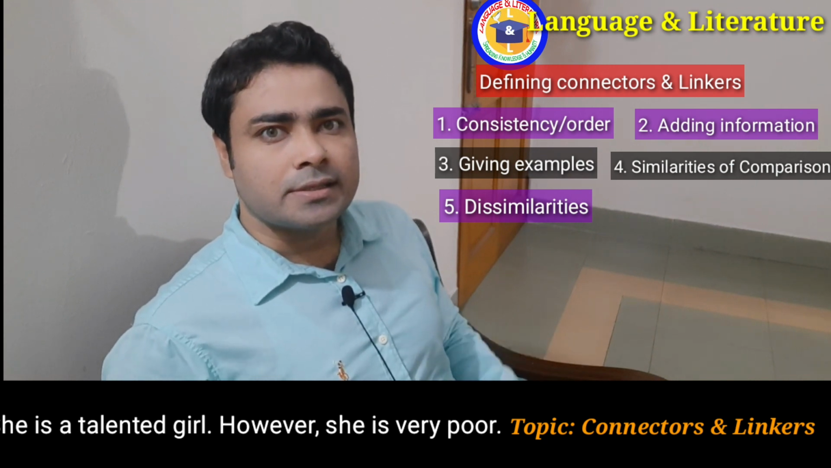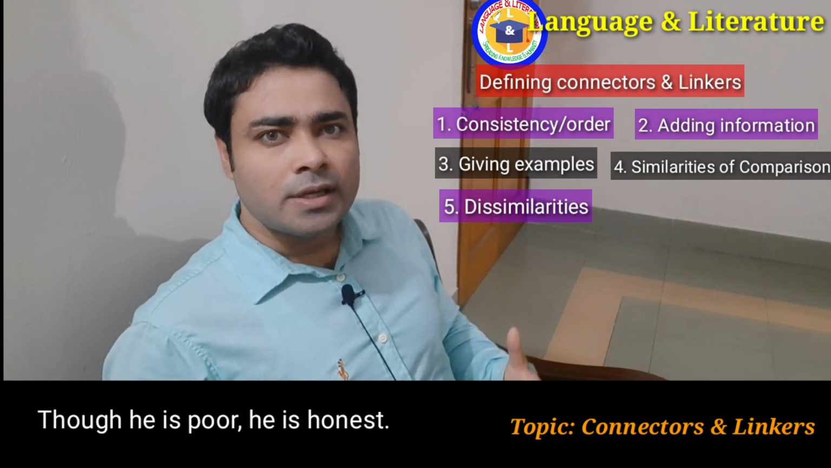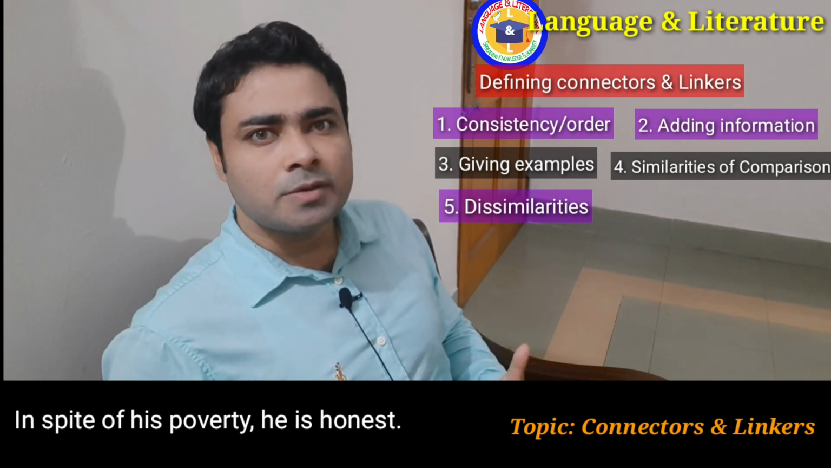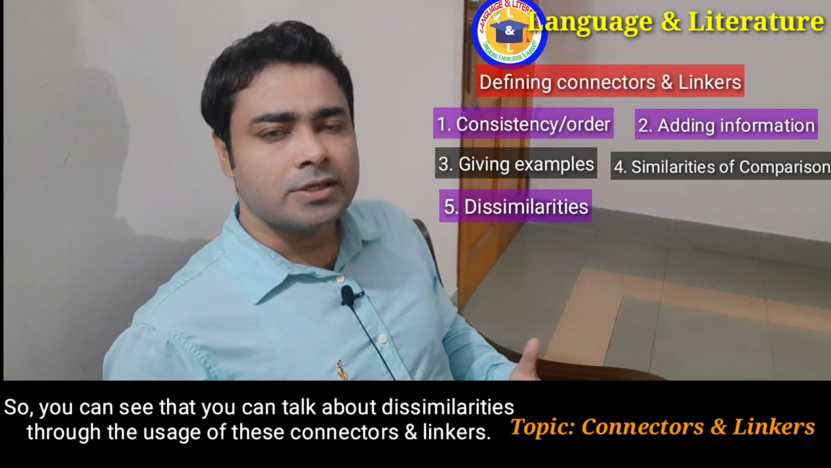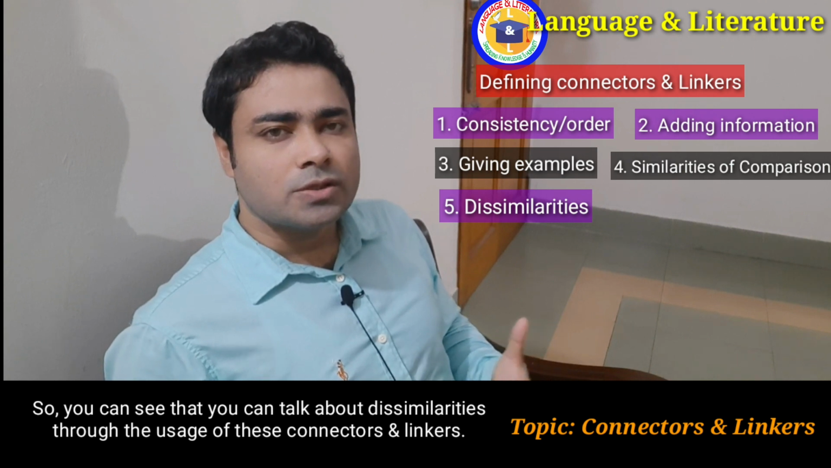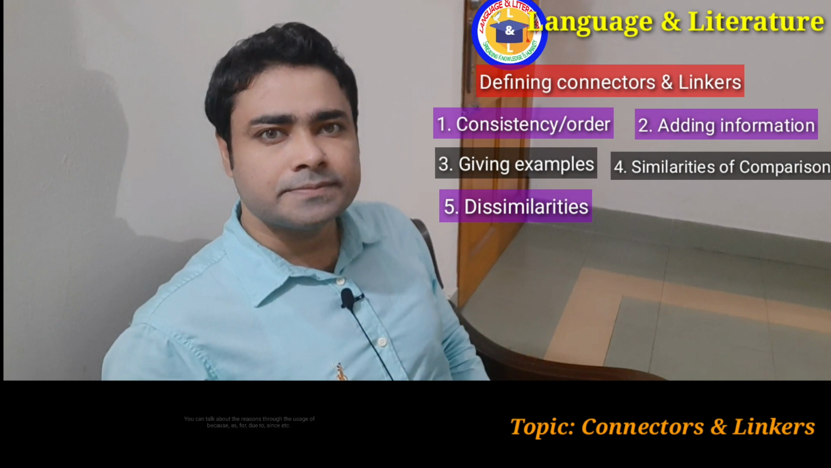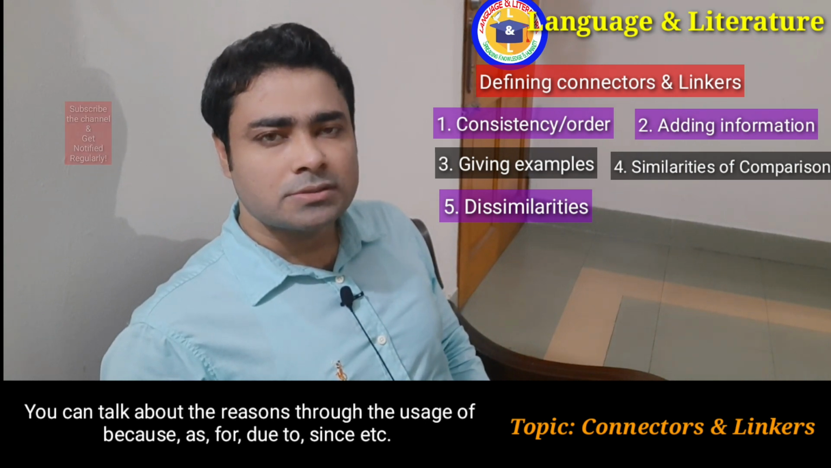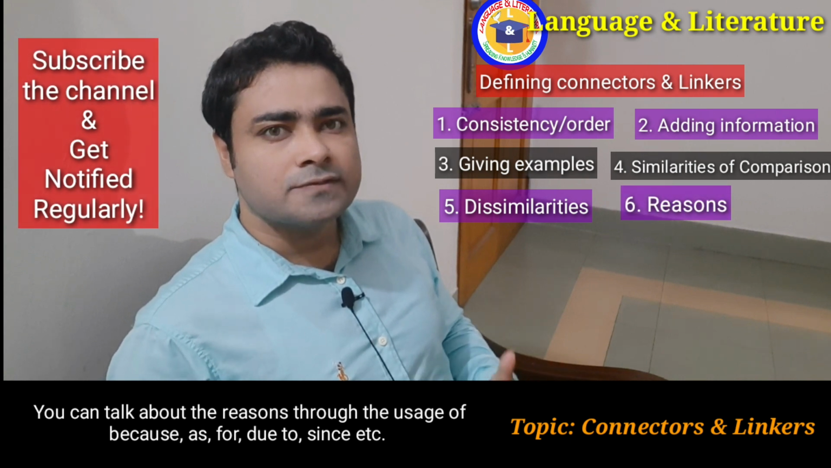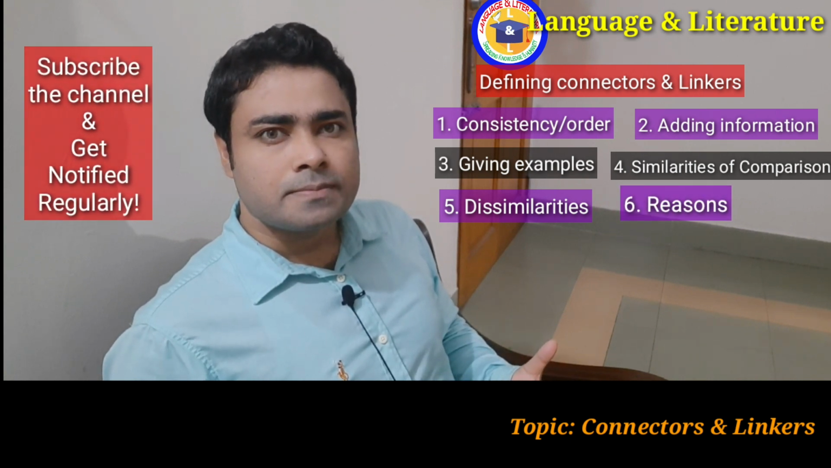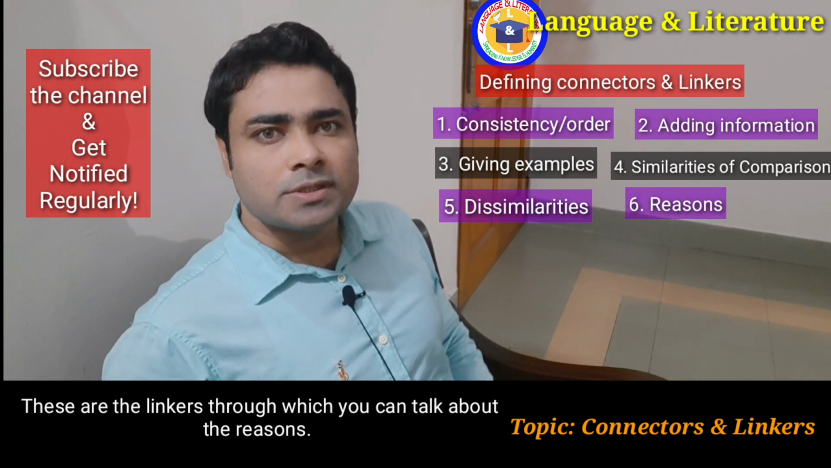She is a talented girl. However, she is very poor. Though he is poor, he is honest. In spite of his poverty, he is honest. So you can see that you can talk about these dissimilarities through these uses of connectors and linkers, and you can talk about the reasons through the uses of because, as, for, due to, and these are the linkers through which you can talk about the reasons.